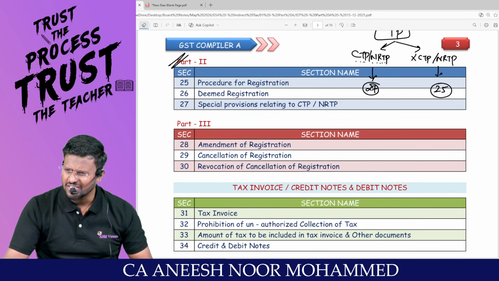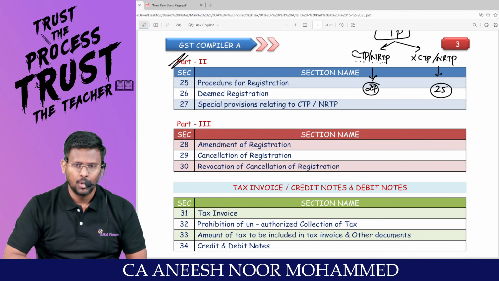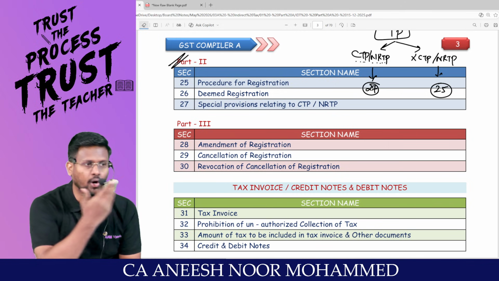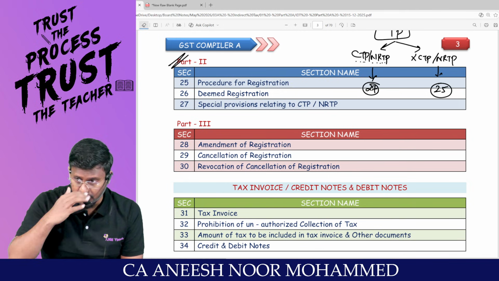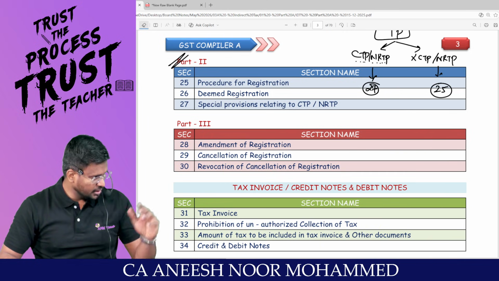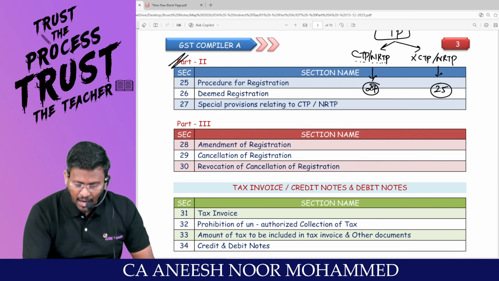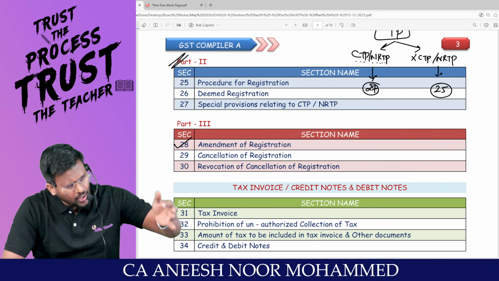After I got the registration, at the time of taking registration, I was doing business in Nungambakam. But after taking registration, I want to change my place of business to Kodambakam. Can I do so? Yes, sir. Because of taking GST registration, lifelong I should conduct the business at one place? No, sir. That means after you have taken registration, you are supposed to do amendment of registration. You can amend your registration.